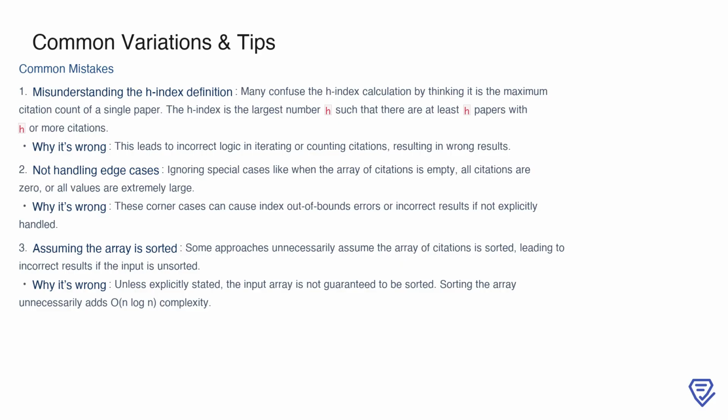Another mistake is failing to handle edge cases, such as when the array of citations is empty, all values are 0, or all citations are extremely large. These scenarios can lead to index out-of-bounds errors or inaccurate results if not accounted for. Finally, some solutions mistakenly assume that the citations array is always sorted, which is not guaranteed unless explicitly stated. Sorting an unsorted array unnecessarily increases complexity, making your solution less efficient.